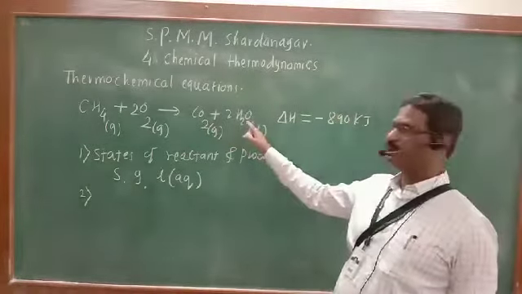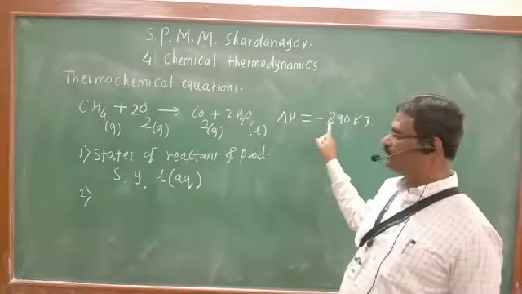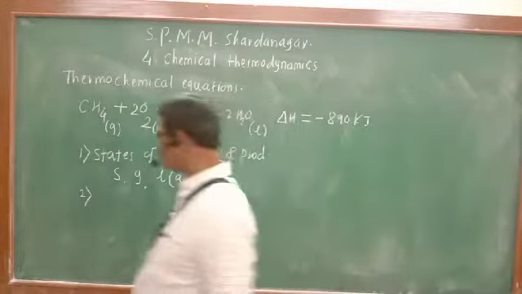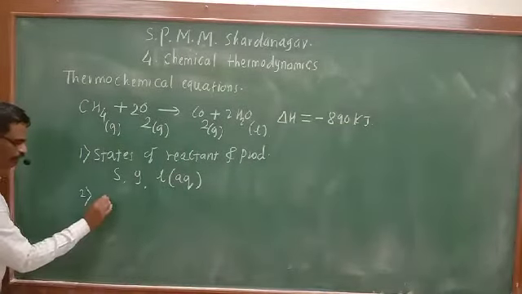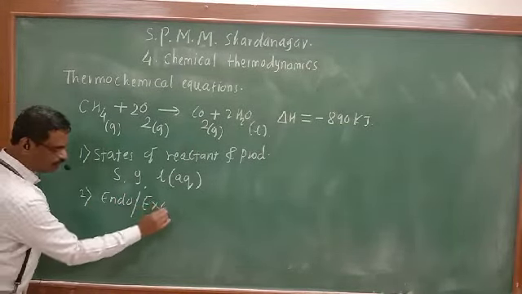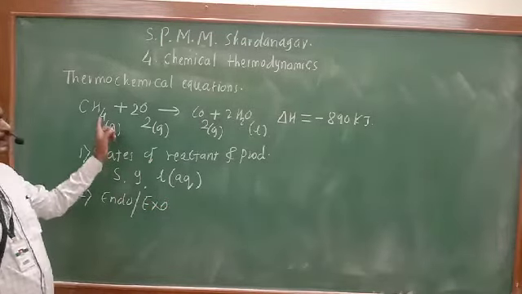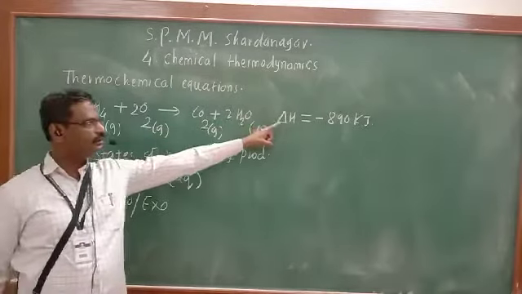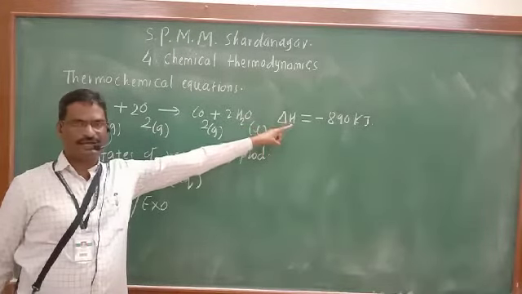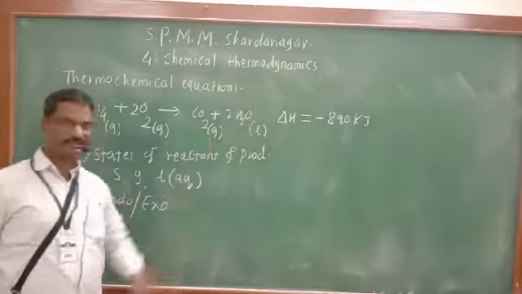Therefore, it is important to write the value of delta H with a proper sign. That is the second rule: whether the reaction is endothermic in nature or exothermic in nature should be properly indicated with a correct value of delta H and its sign after writing that chemical reaction.